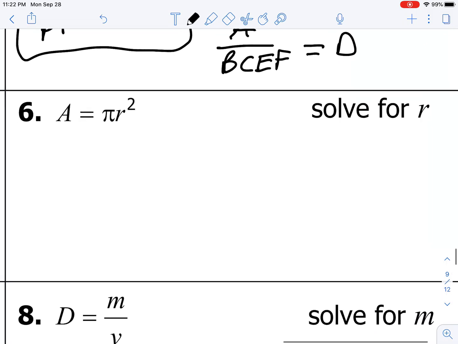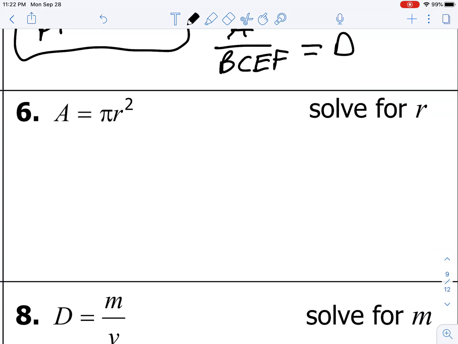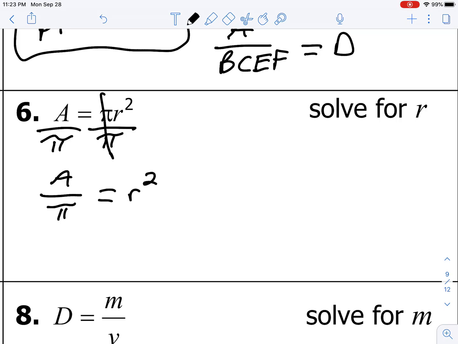Number 6, this is actually kind of a two-step problem, a little bit more difficult, because it wants you to solve for R, and you've got R squared, all right? So first thing we need to do is get rid of pi. So we're going to divide by pi. That's now gone. So we get A over pi equals R squared. Now, we don't want R squared, we want R.